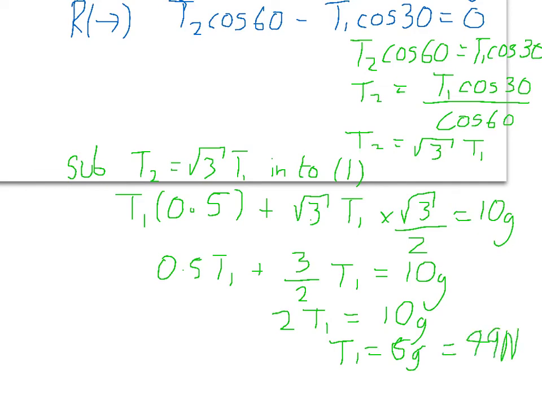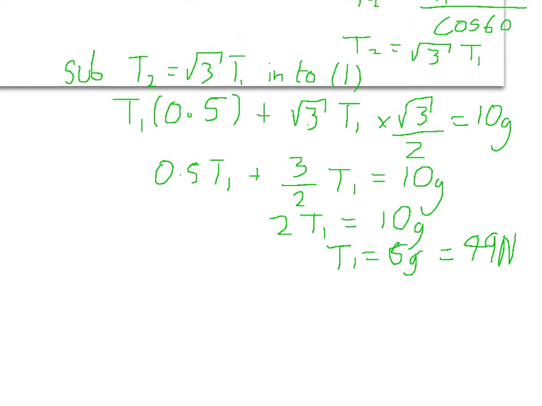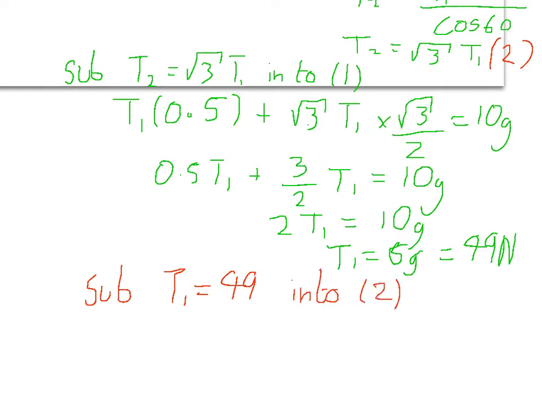Which is equal to 49 newtons. Now we know what T1 is, we can find out what T2 is by simply subbing it back into T2 equals the square root of 3 times T1. So if we call that equation number 2, we sub T1 equals 49 into equation 2, you're going to get T2 equals root 3 times 49, so T2 is equal to 85 newtons.